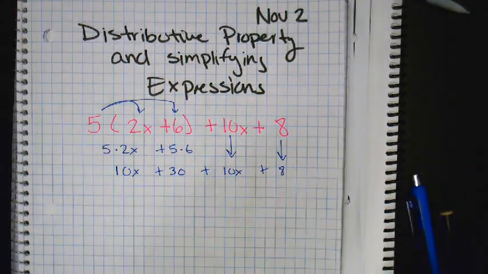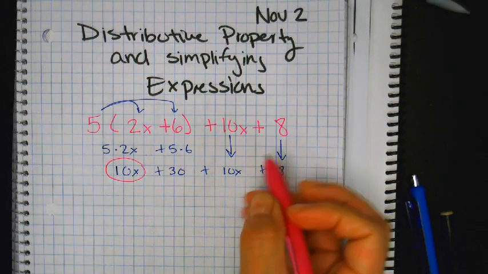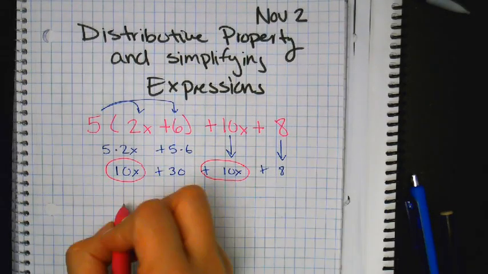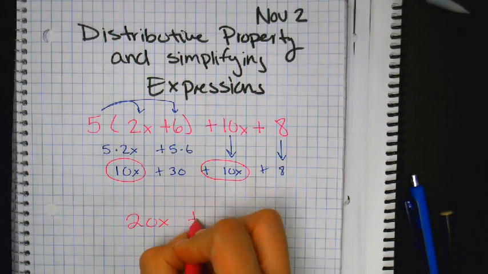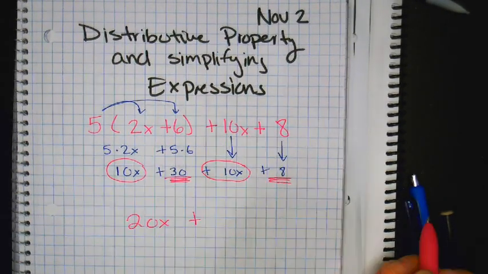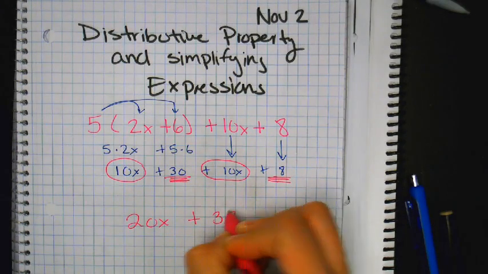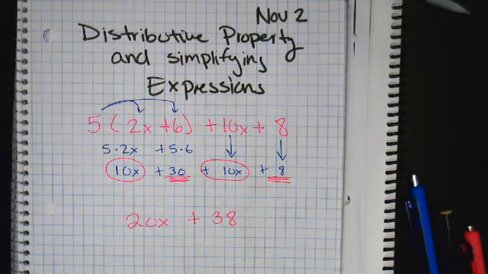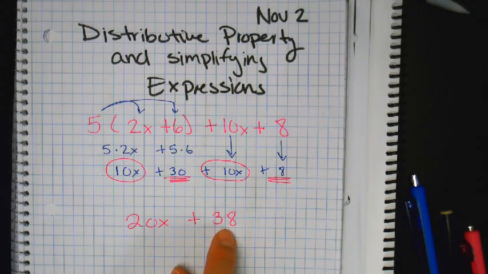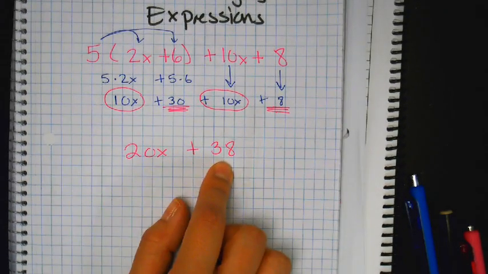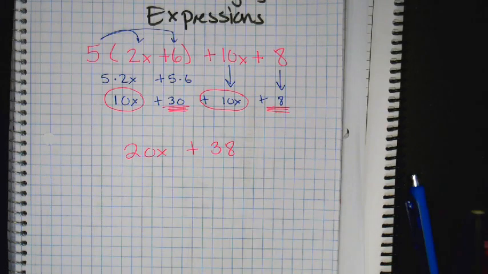So then you circle what they have in common, the 10x and another 10x. That gives you 20x plus the 30 and the 8. They don't have an x, so you just write it down: 38. Yesterday we talked about alphabetical order, so the alphabetical order comes into play here. When there's a number without a variable, that goes all the way at the end. So this one doesn't have a variable, so it goes all the way to the very back. Okay?